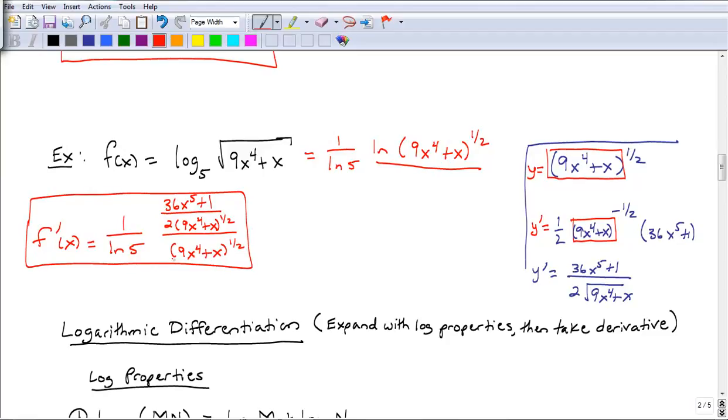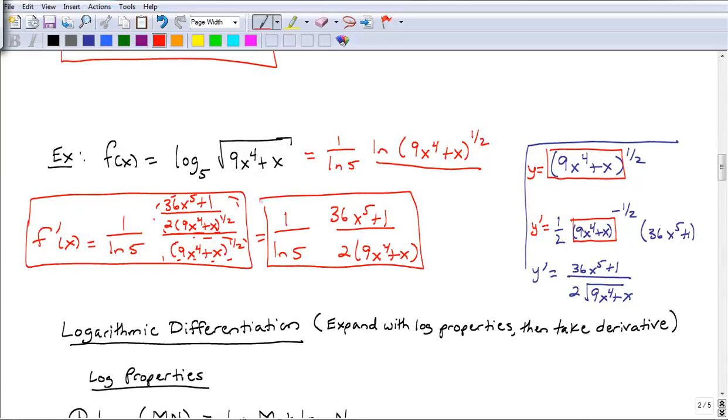The argument goes on the bottom. The derivative of the argument goes on top. You could rewrite this, however, as 1 over the natural log of 5 times 36x to the 5th plus 1 over 2 times 9x to the 4th plus x. You could have simplified it further if you wanted to, although it's not required.